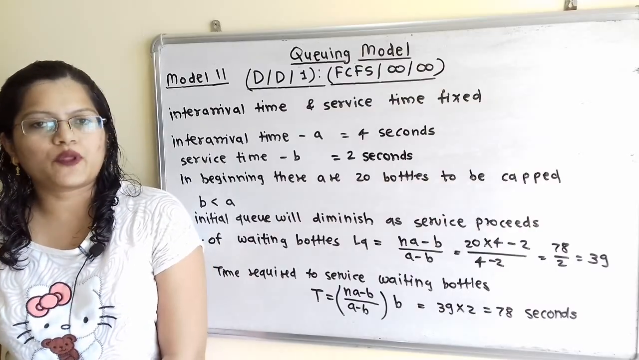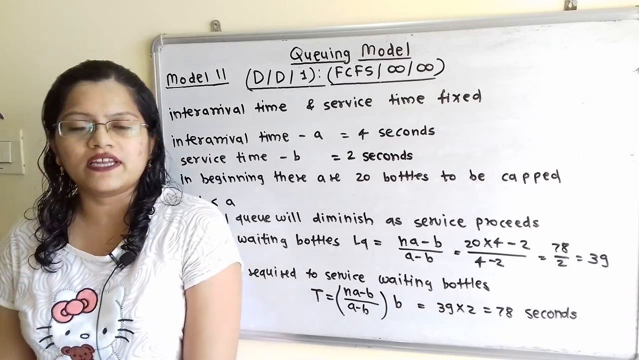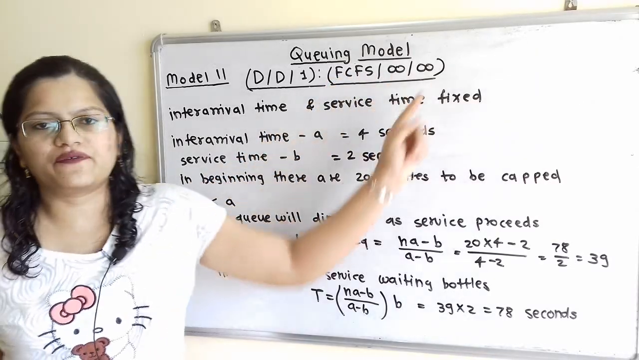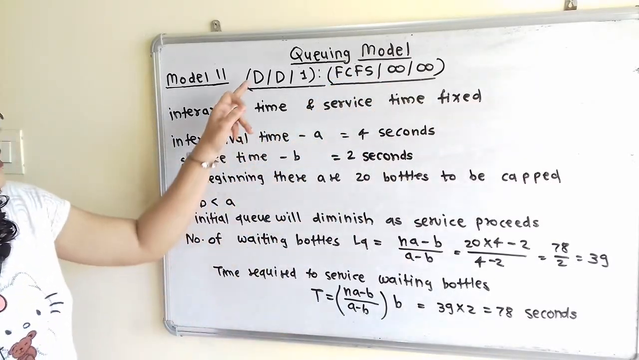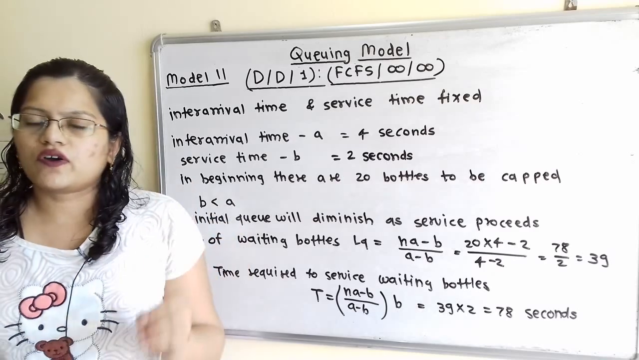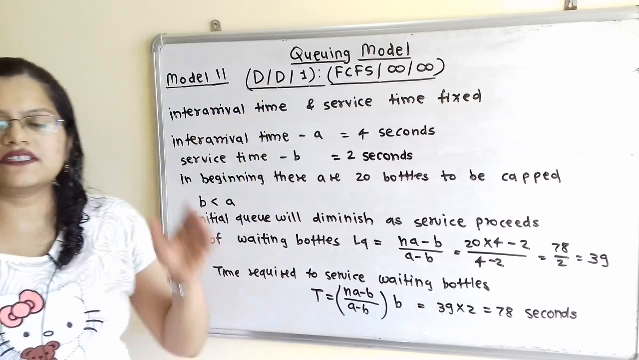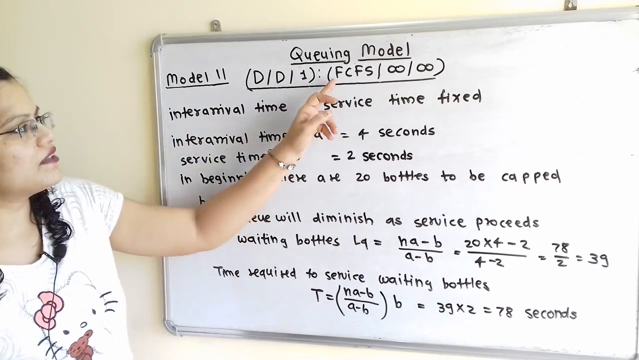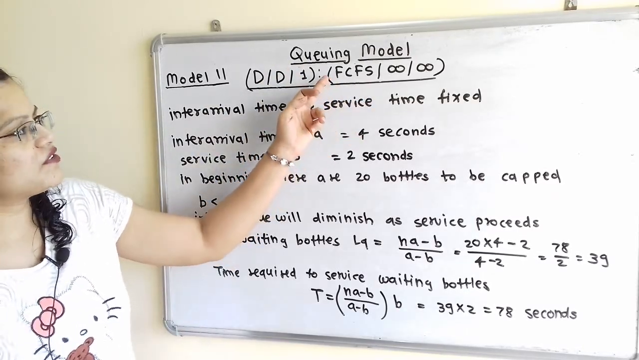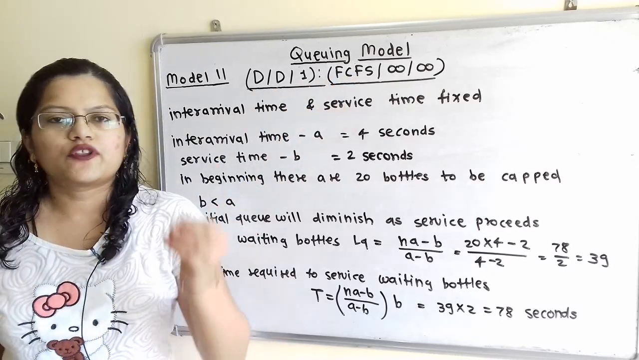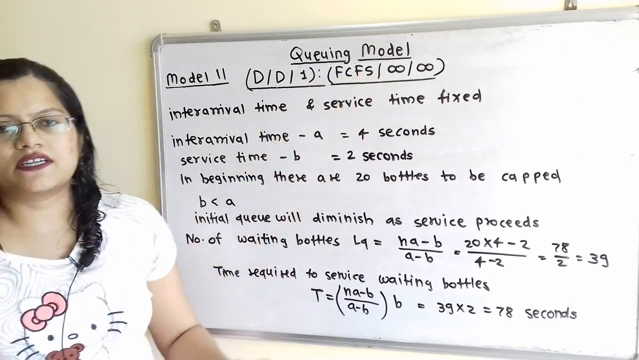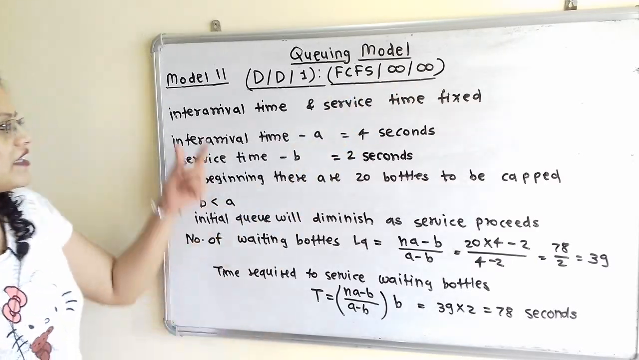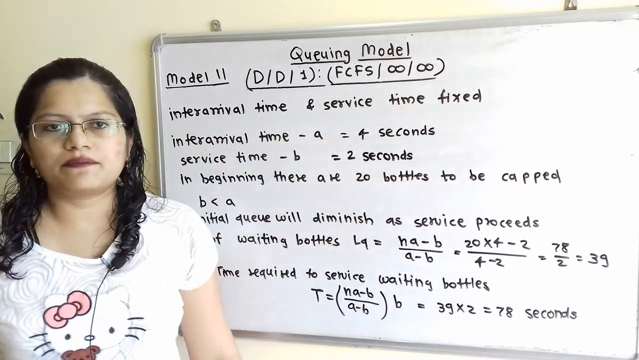We will solve one problem related to queuing model 11, which is symbolically represented as DD1 FCFS infinity, in which there is deterministic or constant arrival rate, deterministic or constant service rate, number of servers provided is 1, service discipline is on the basis of first come first serve, number of units allowed into the system infinity, and population or calling source is also infinity. We can say that inter-arrival time and service time is fixed.